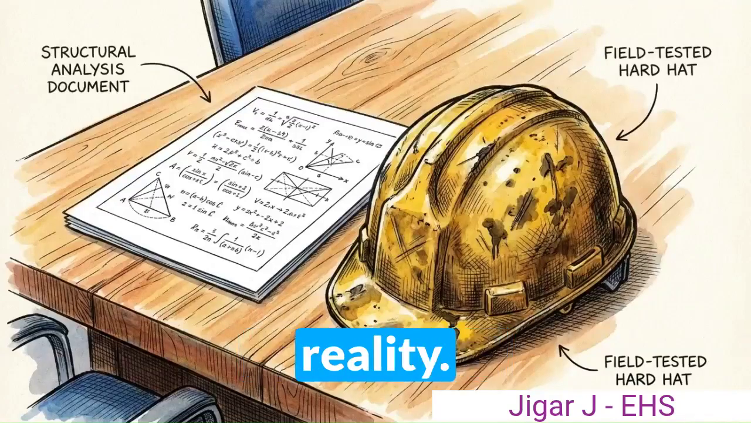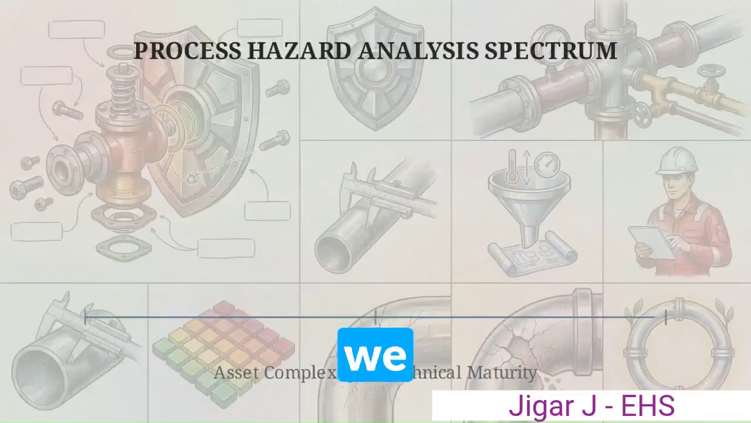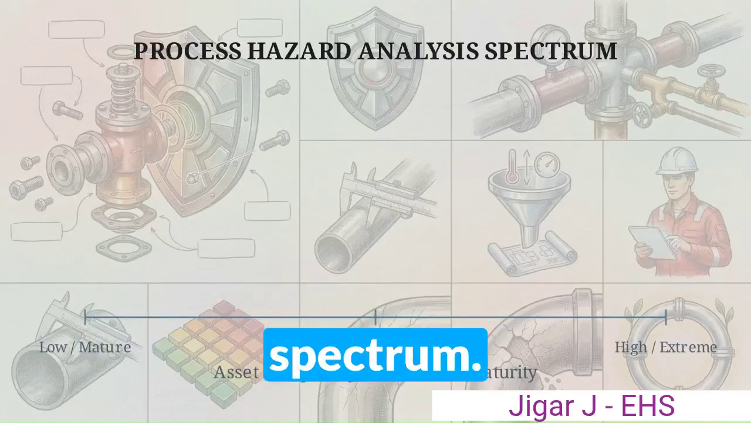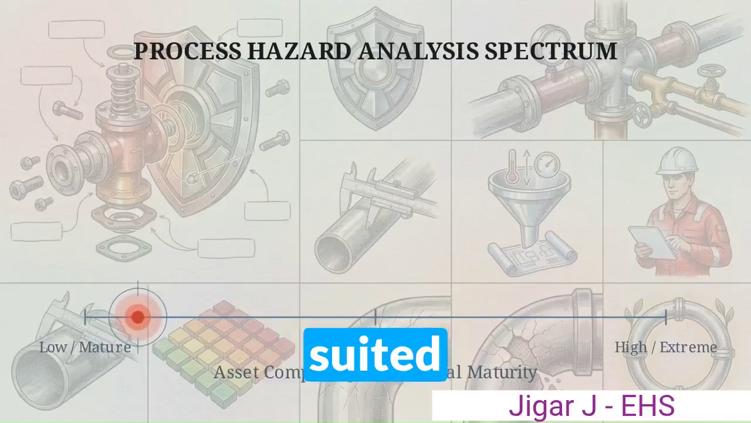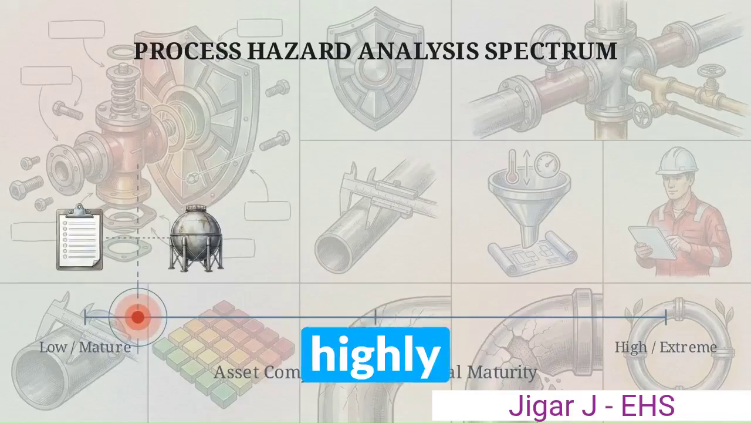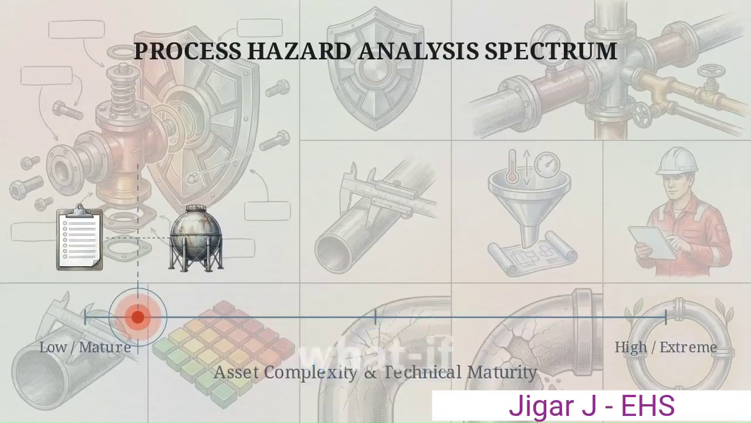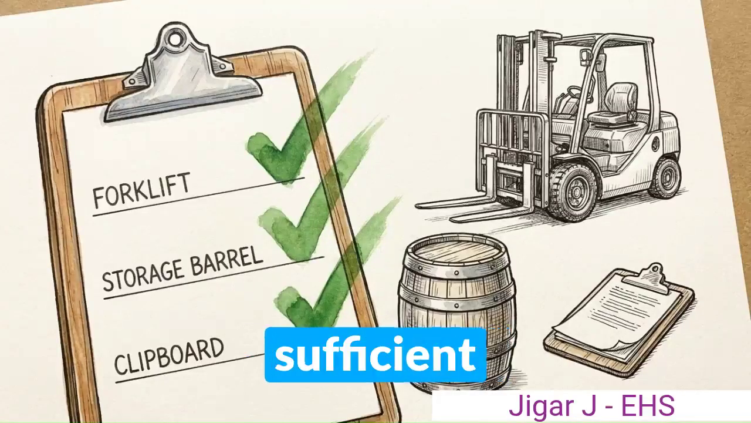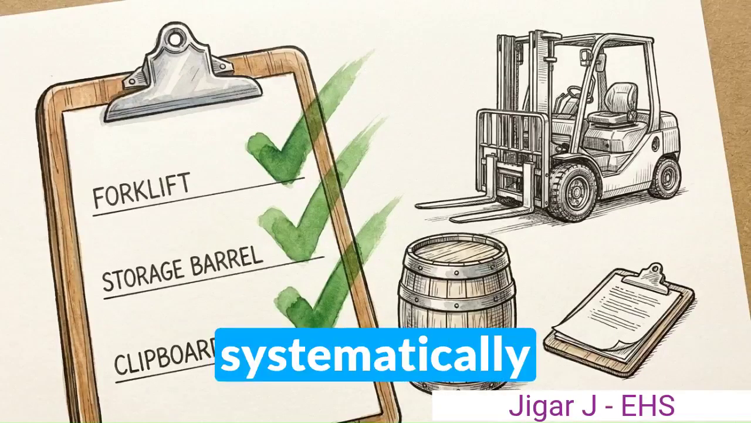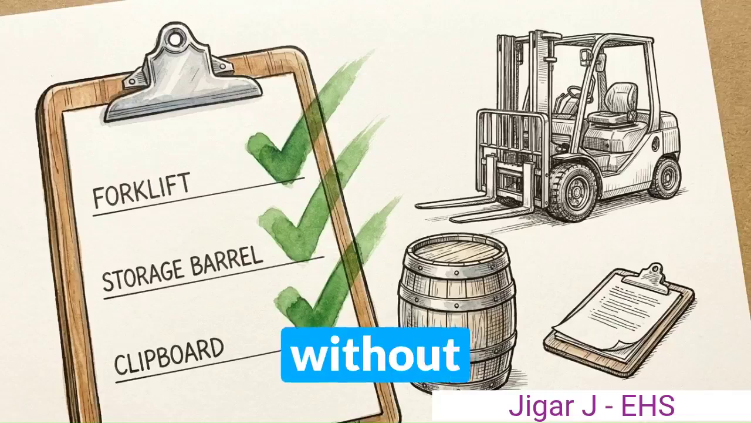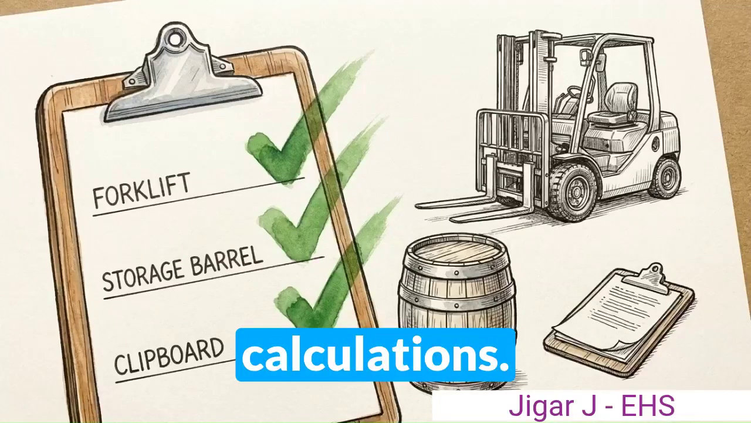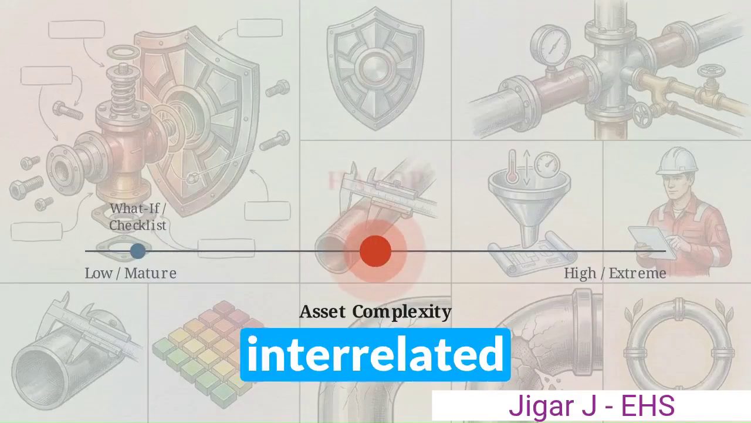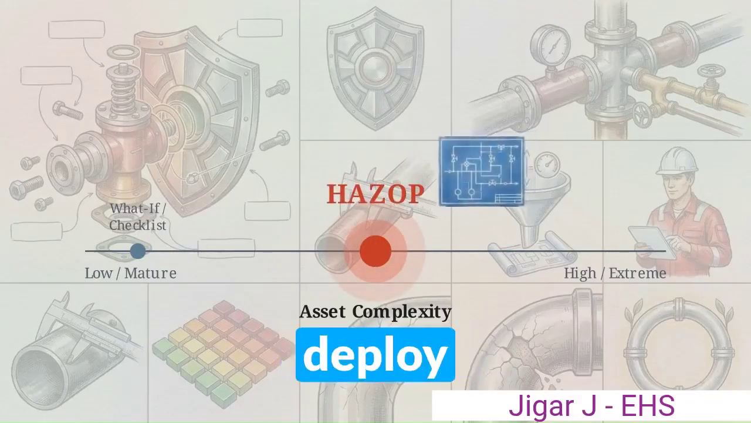To categorize risk tools, we look at the technical maturity and overall complexity of the facility along a spectrum. At the low end of the spectrum, suited for simple logistics operations or highly mature processes, we find the what-if and checklist methodologies. These qualitative approaches provide sufficient risk evaluation by systematically asking what could go wrong without requiring complex calculations.